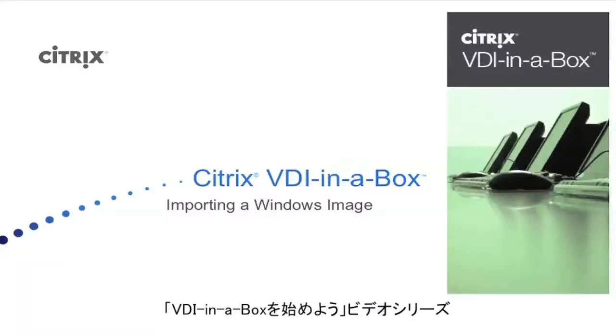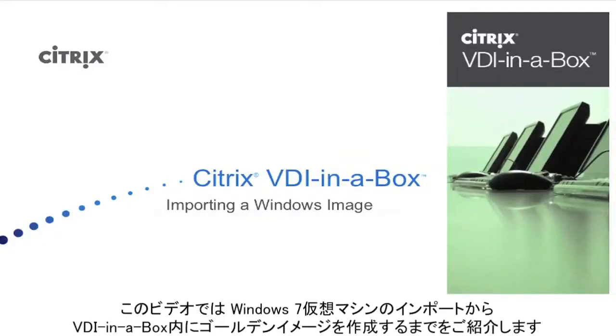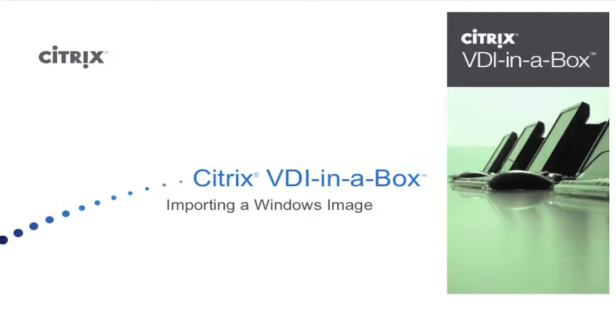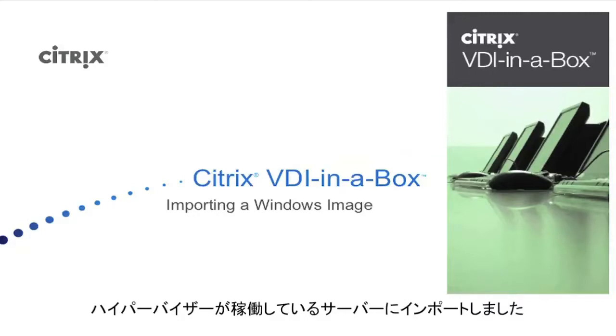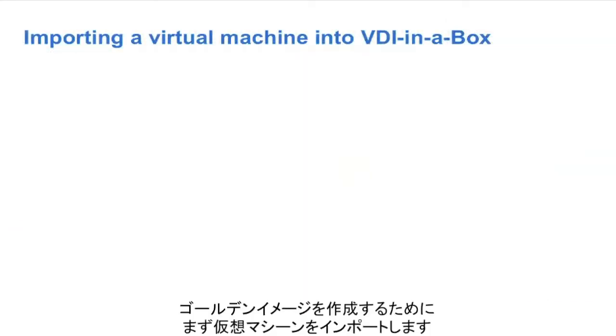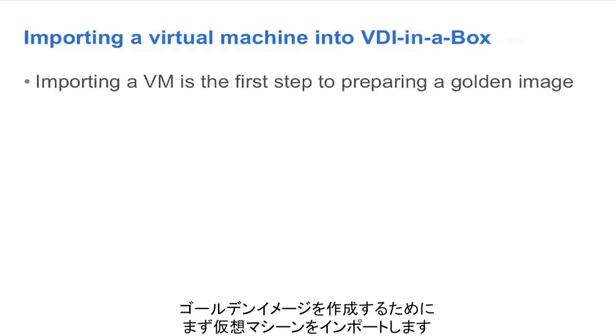In this Getting Started with VDI-in-a-Box video, we will show you how to prepare a golden image in VDI-in-a-Box, starting with importing a Windows 7 virtual machine. In the previous video in the series, we imported the VDI Manager virtual appliance to our off-the-shelf server running our choice of hypervisor. The first step to preparing a golden image is to import a virtual machine.